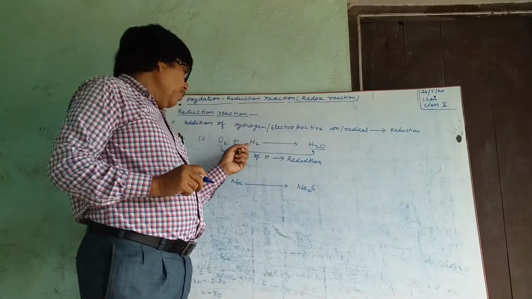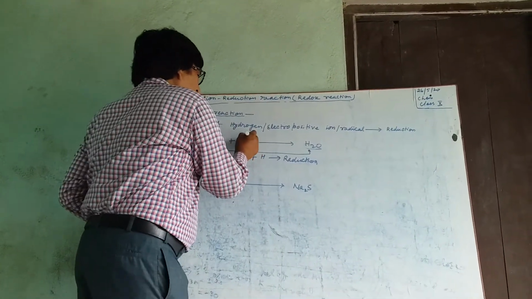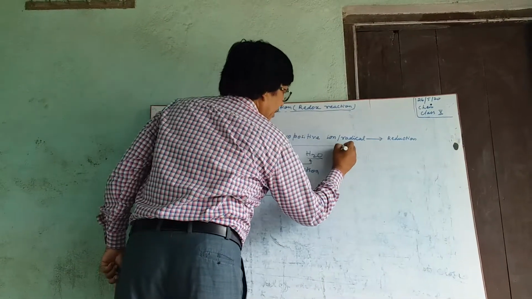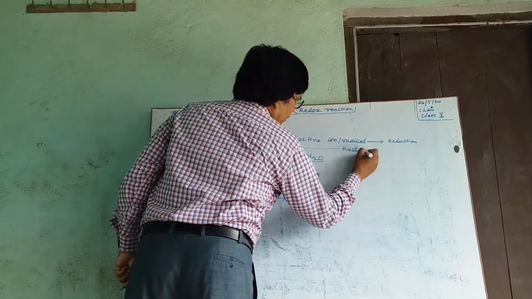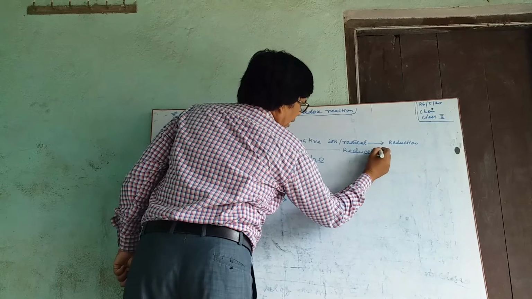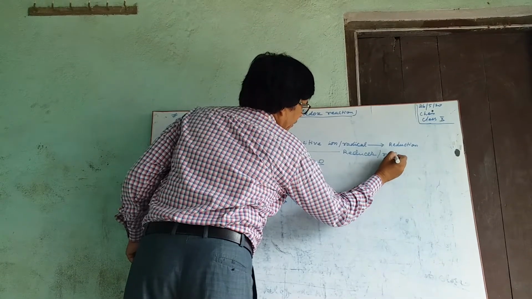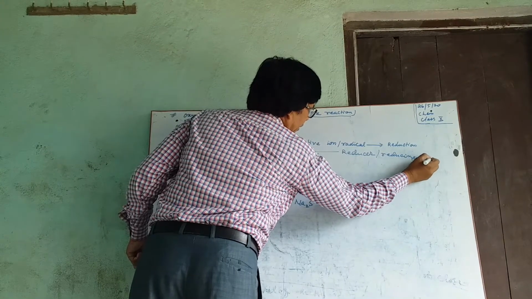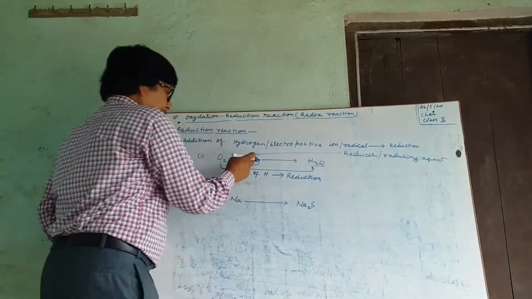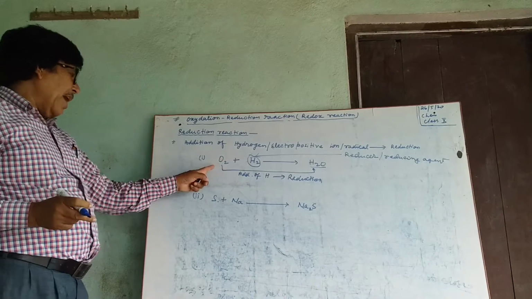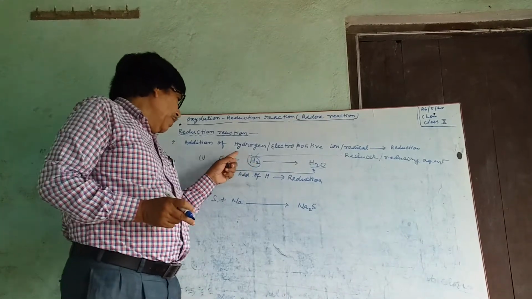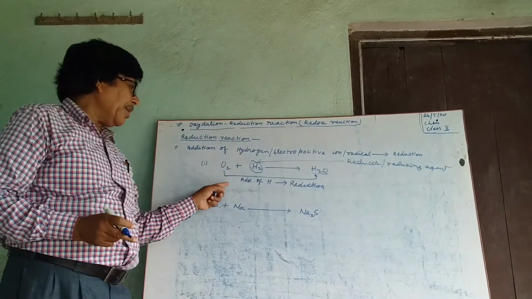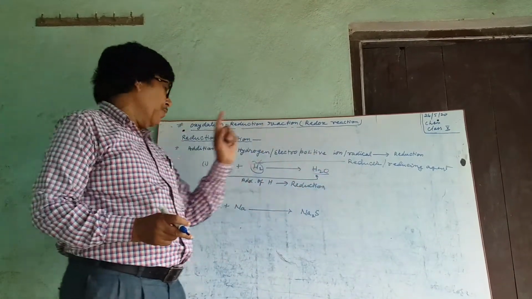Here H2 is a reducing agent. Reducer or reducing agent means H2 reduces oxygen into H2O. Here oxygen is reduced to H2O, water.